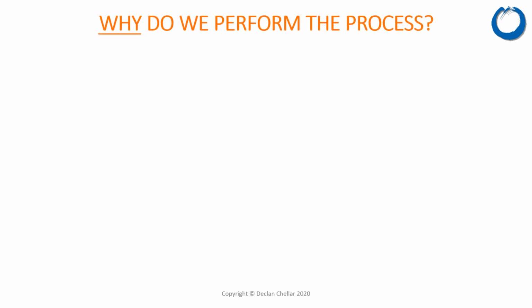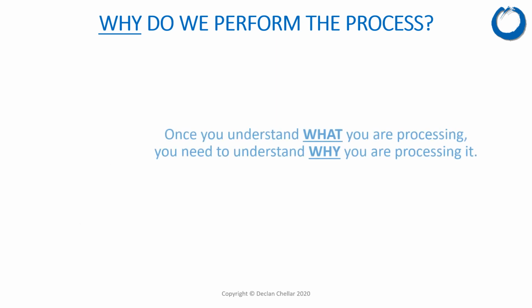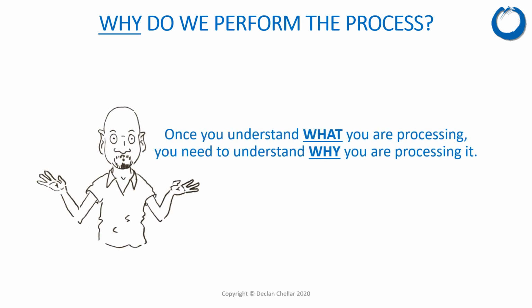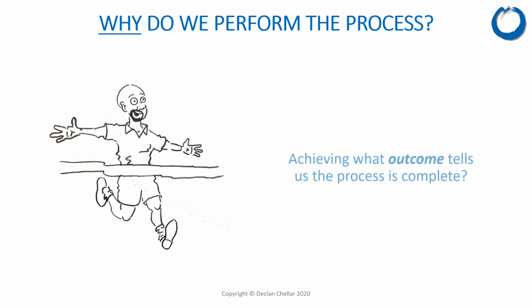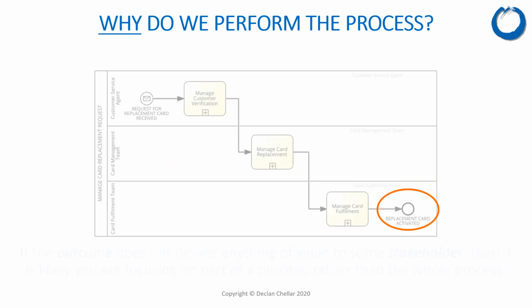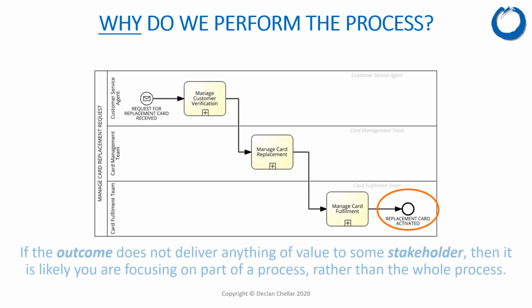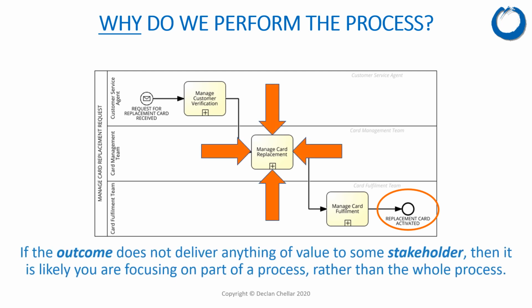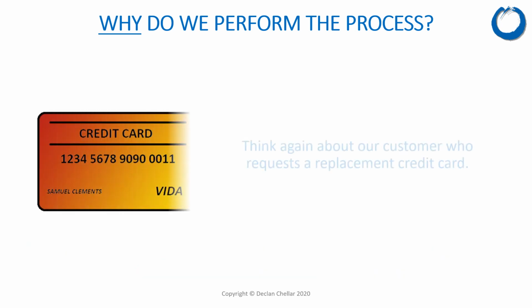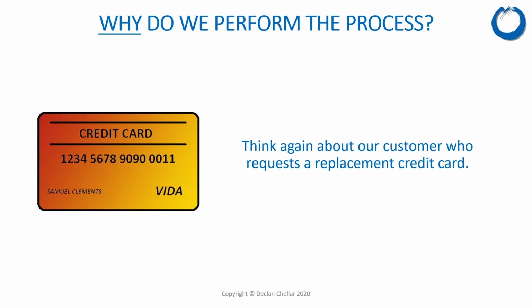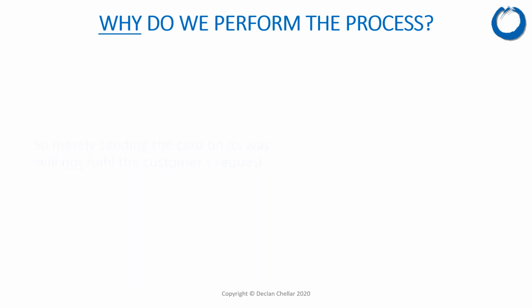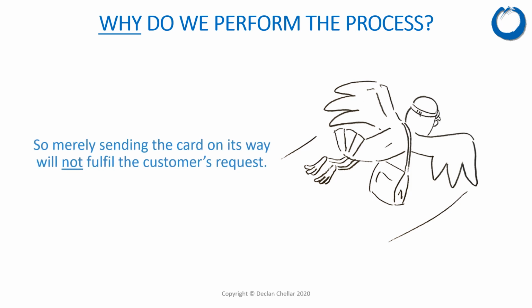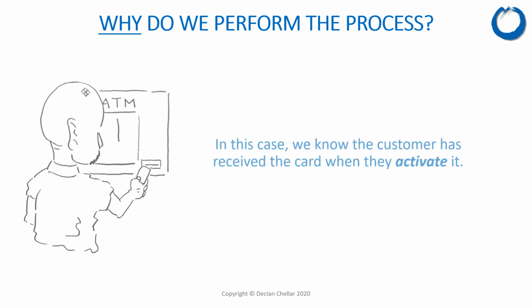Why do we perform the process? Once you understand what you're processing, you need to understand why you're processing it. In other words, where is the process going? Achieving what outcome tells us the process is complete. If the outcome doesn't deliver anything of value to some stakeholder, then it's likely you're focusing on part of a process rather than the whole process. Think again about our customer who requests a replacement credit card. The desired outcome is that the customer has received the replacement card. So merely sending the card on its way will not fulfill the customer's request. In this case, we know the customer has received the card when they activate it.